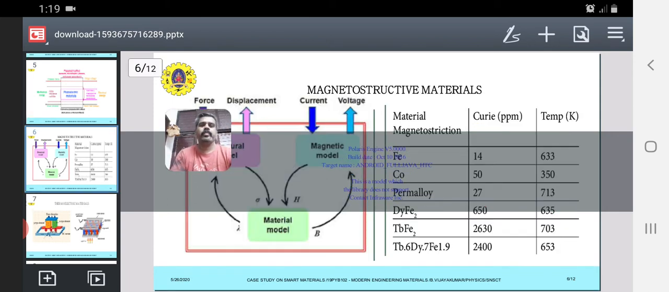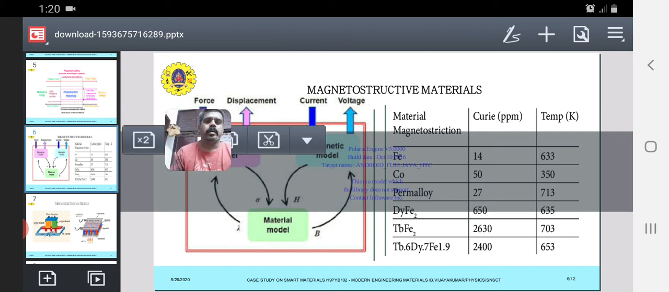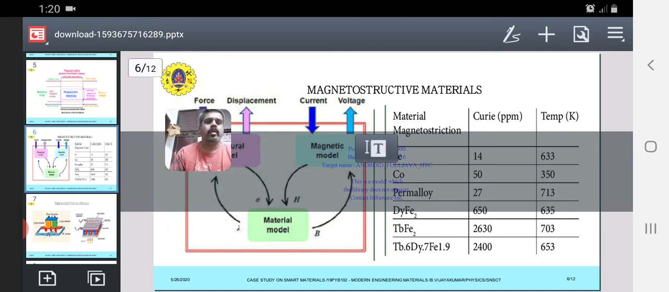The second one is magnetostriction material. It is similar to the piezoelectric, but we use some particular material for magnetostriction, that is ferromagnetic material. The ferromagnetic material mostly consists of iron content. So on the right-hand side I have formed a material tabulation: material, magnetostriction, Curie temperatures. Based on the temperature, the Curie temperature and material properties change. You can see that most of them contain Fe.